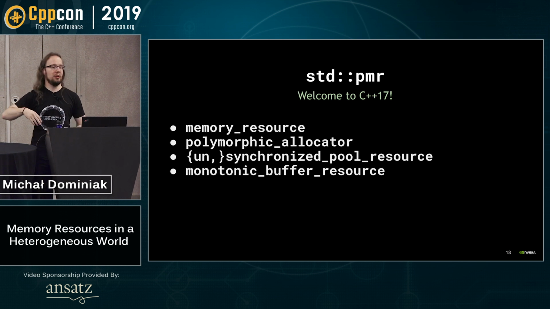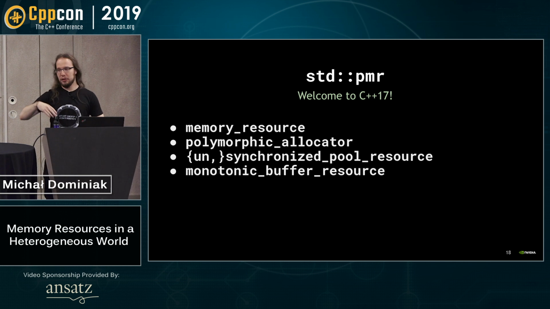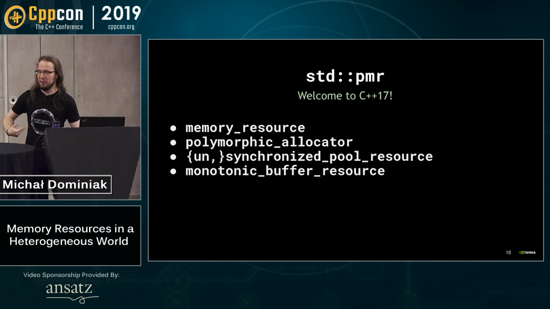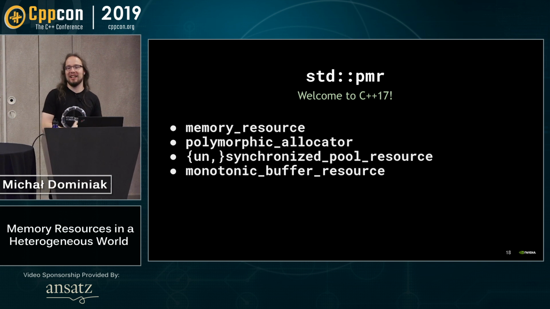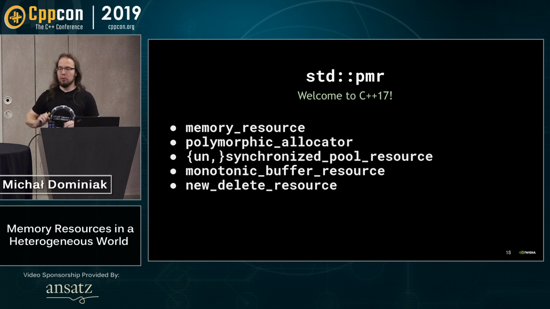It's very easy to misuse. You cannot free memory into a monotonic buffer resource. You have to call the allocate, but it's not going to do anything, so be careful. We have new delete resource, which, by the way, is a function and not a class.